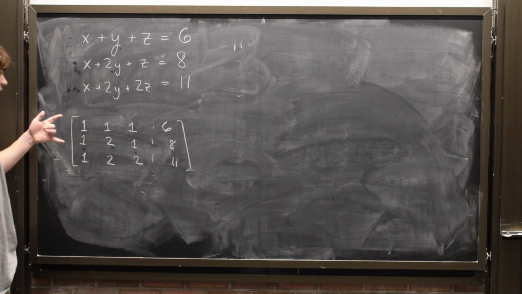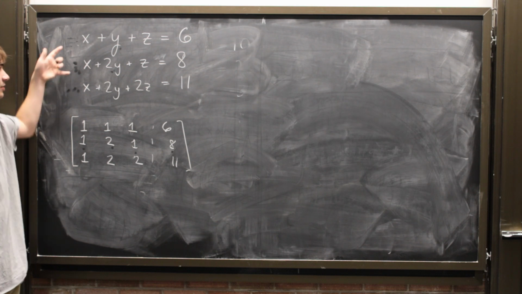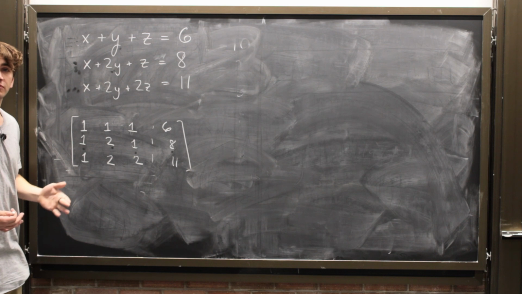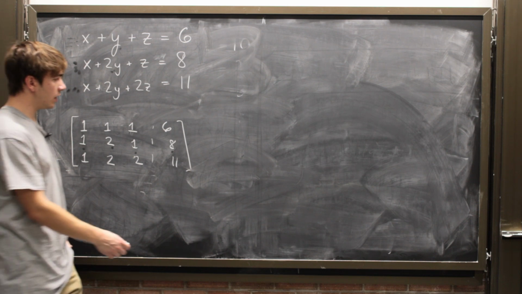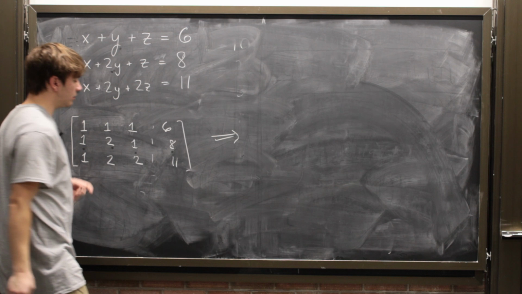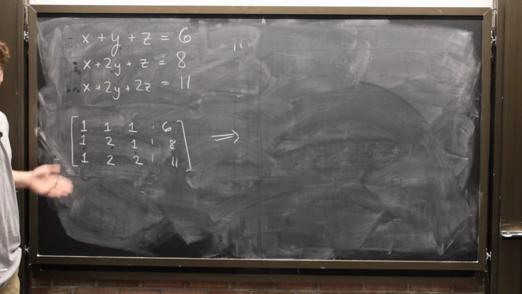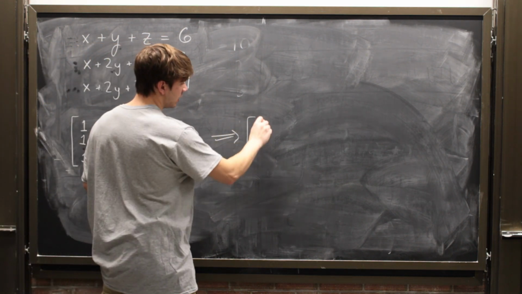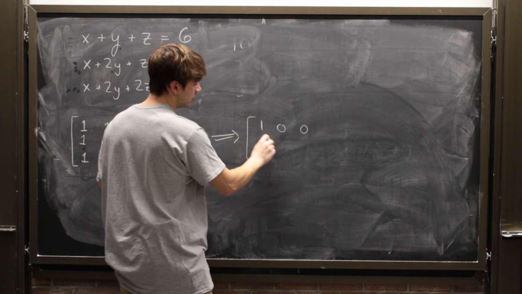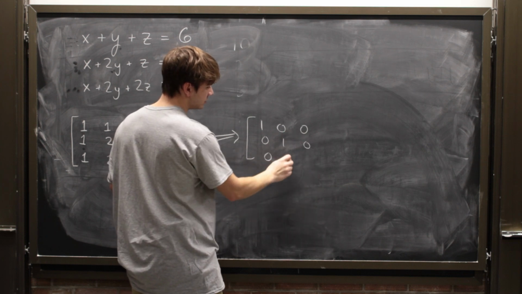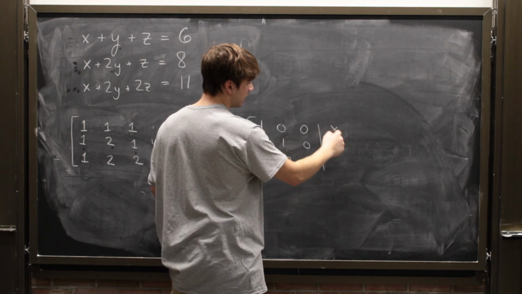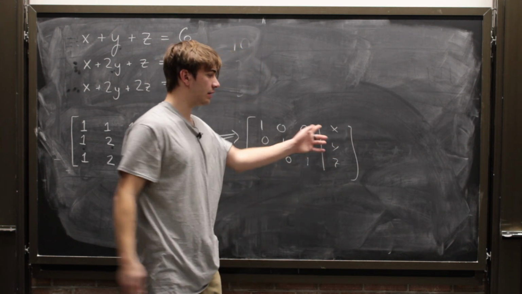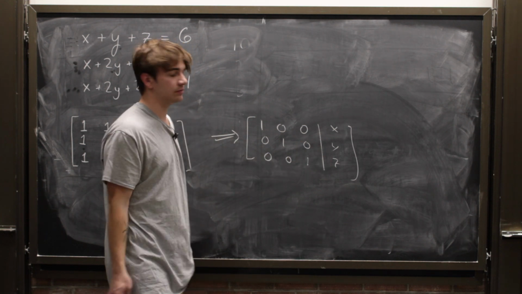Now I'm essentially going to manipulate this matrix in the same way that I would manipulate these equations and try to get it into a simpler form. What do I mean by simpler form? Well, by some process of adding and subtracting rows and possibly multiplying by numbers, I want to end up with a matrix of the form 1, 0, 0, 0, 1, 0, 0, 0, 1, and then some numbers x, y, z. These are going to be numbers. We haven't solved the problem yet, so we don't know what they are.